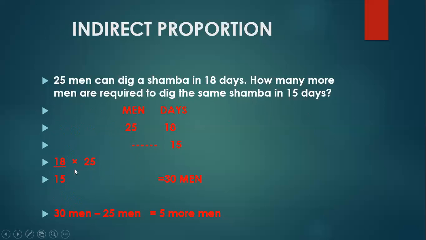So 18 over 15 times 25. By 5 here is 3, by 5 here is 5, by 3 here is 6. 6 times 5 is 30. So you need 30 men to do the same job in 15 days. But if the question doesn't use the words how many more, your answer is 30 men. Because they're telling us how many more men, you need to subtract 30 men minus 25 men. You need 5 more men. So don't forget to subtract when you see how many more or how many less.